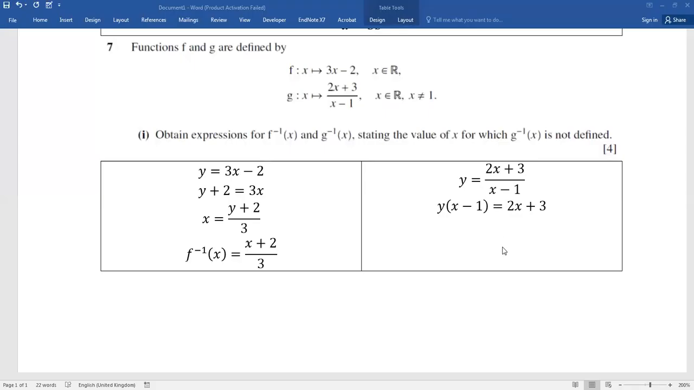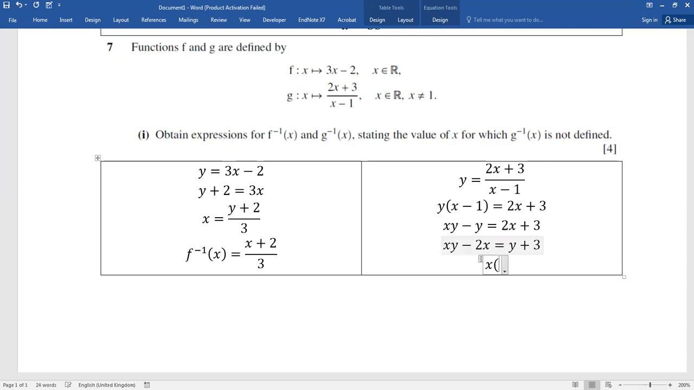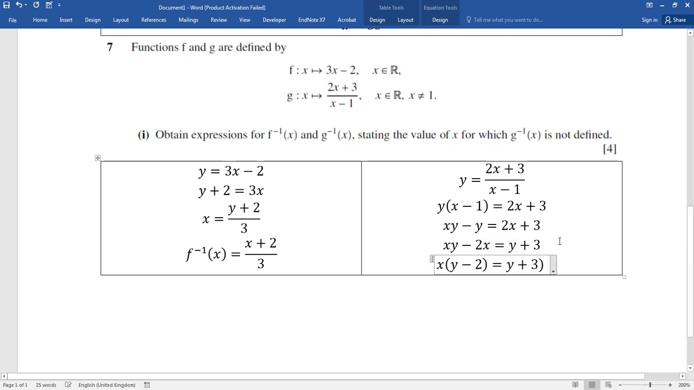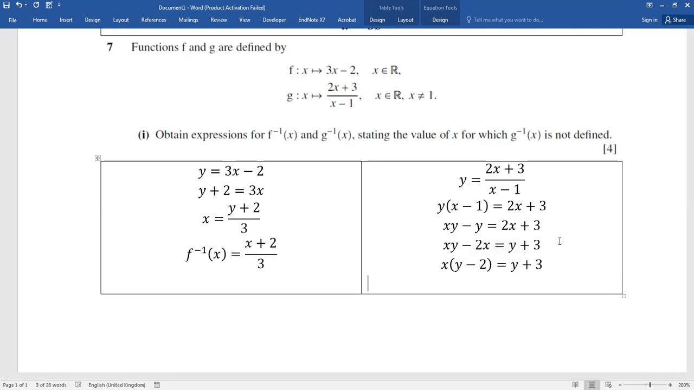So xy minus y is equal to 2x plus 3. x needs to be made the subject of the formula. Take all the x terms on one side and the non-x terms on the other side, so x times y minus 2. Is this right? So it is y plus 3 upon y minus 2.